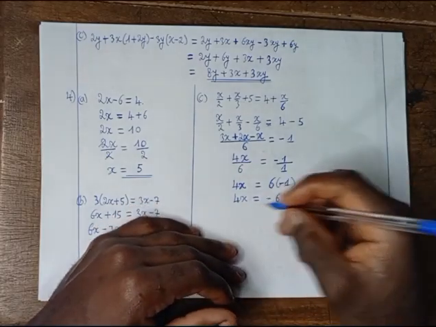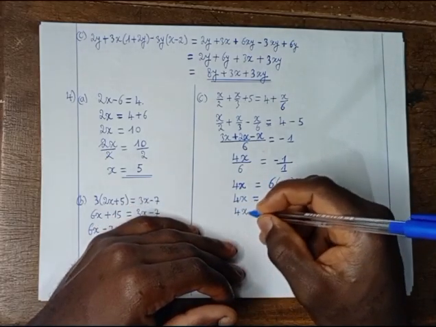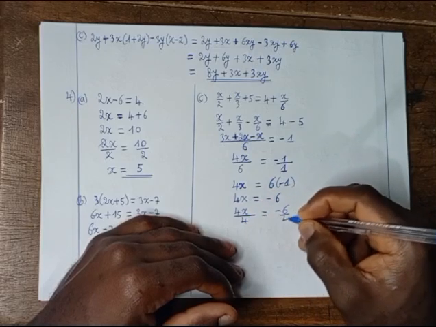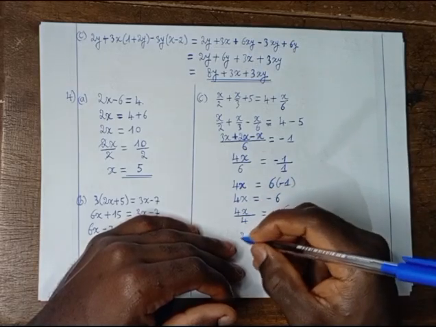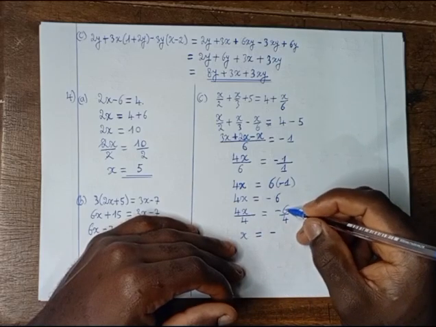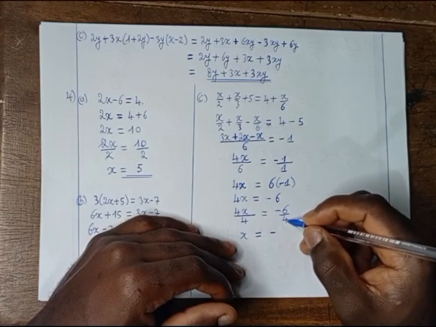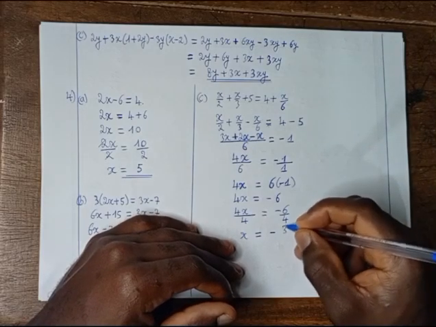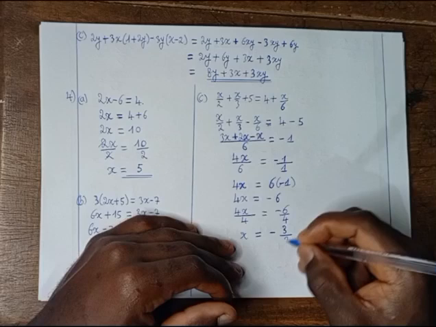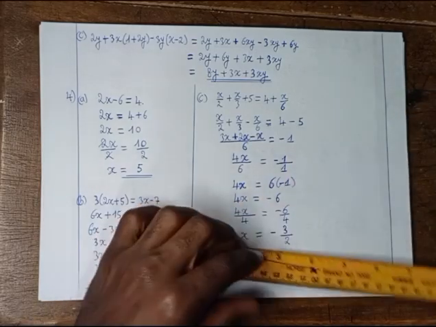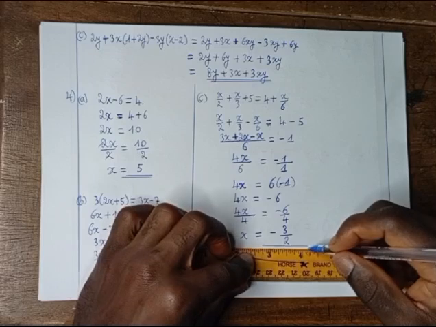Next, for us to get the value of x, we are going to divide all through by the coefficient of x, which is 4. 4 will cancel 4. This will give us x to be equal to negative 6 over 4. We know the HCF of 6 and 4 is 2. 2 will go into 6 3 times. 2 will go into 4 2 times. We are going to obtain x to be negative 3 on 2. This is the final answer.